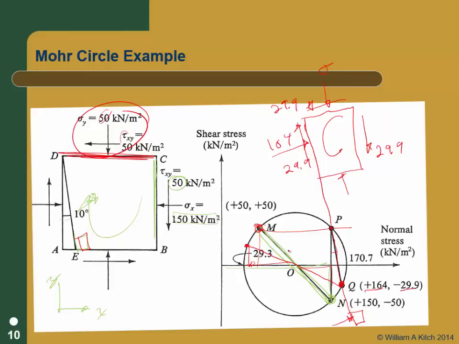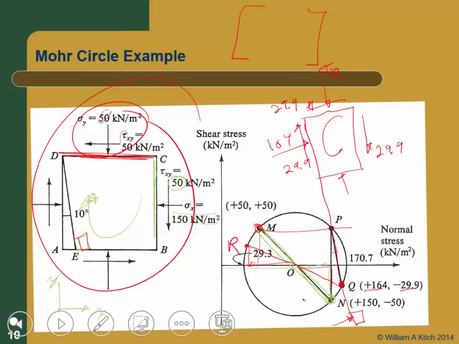Now, let's go back to this state of stress here and write the stress tensor for that, because that's something I have you do. Let's write the XYZ stress tensor. All right, so what's sigma Y? Sigma X is going to go there, that's 150, and sigma Y is going to go here, that's 50. So this is going to be tau XY, and this is going to be tau YX. That's going to be 50, and this is going to be 50.